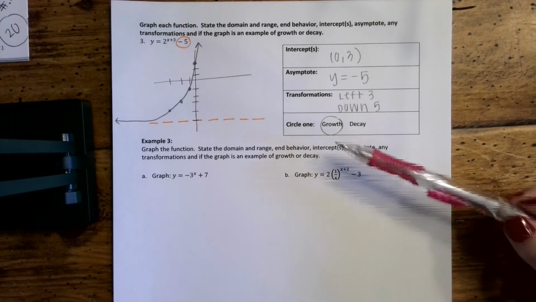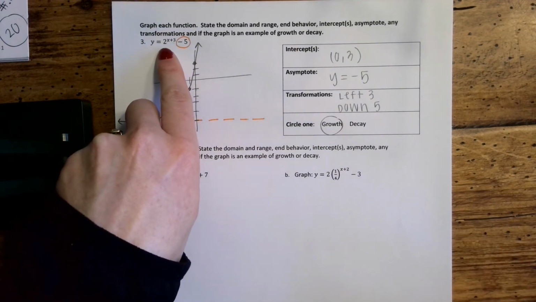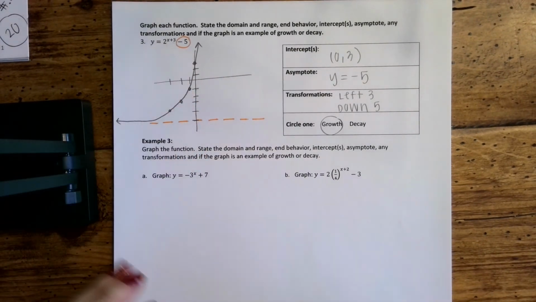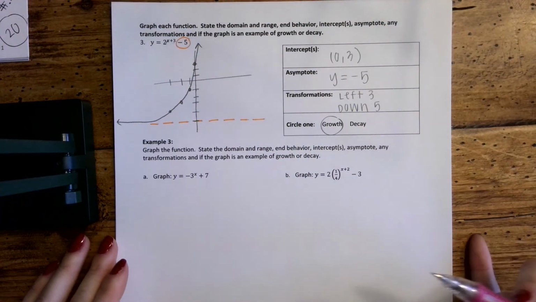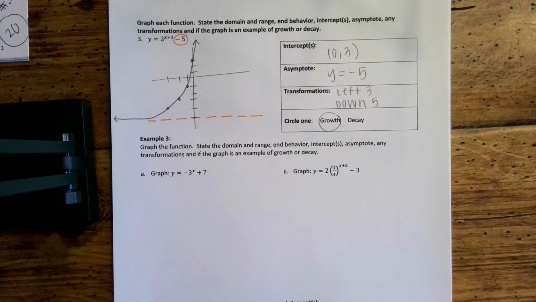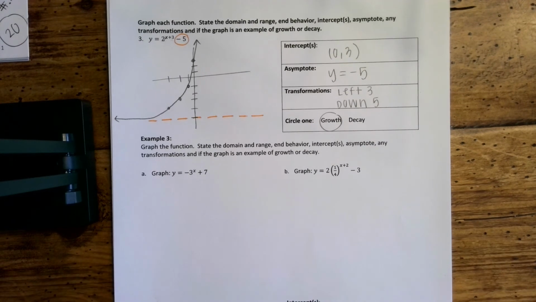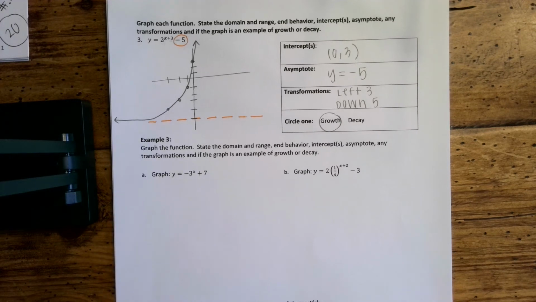Make sure that you're not thinking of that 2 as a vertical expansion. Whatever number is closest to the exponent, so this one's right by that exponent, that just tells you whether growth or decay. It's not telling you vertical expansion or vertical compression.